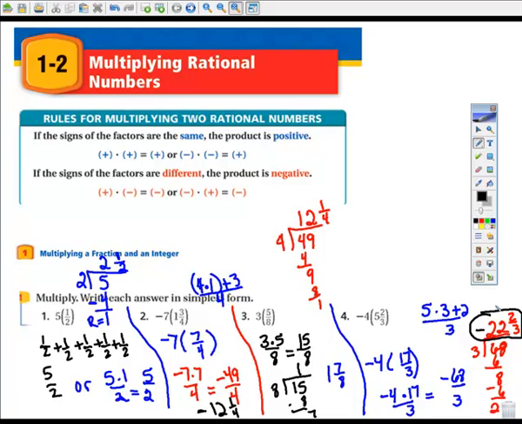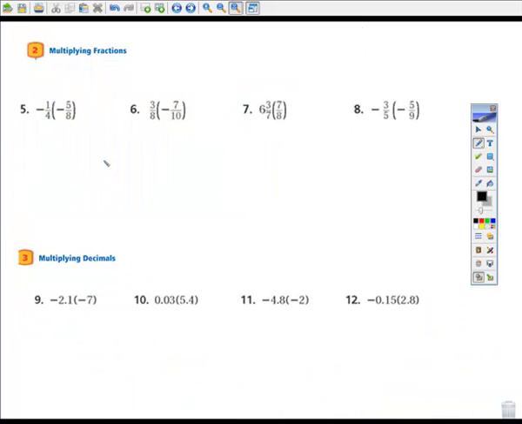All right, let's move on. Now we're just going to multiply fractions. So fraction, basically numerator times numerator, denominator times denominator, and simplify it. Negative times a negative is a positive. 1 times 5 is 5. 4 times 8 is 32. 5 and 32 are relatively prime, so we're done.